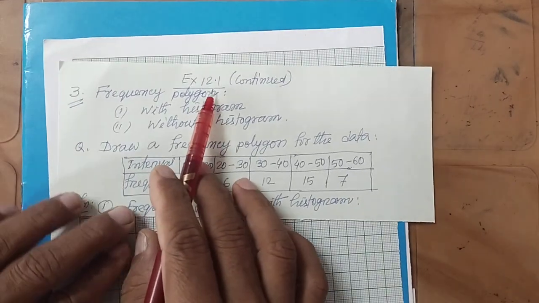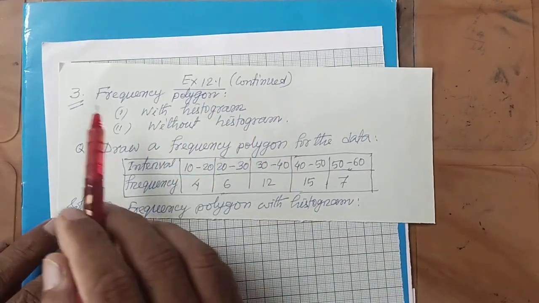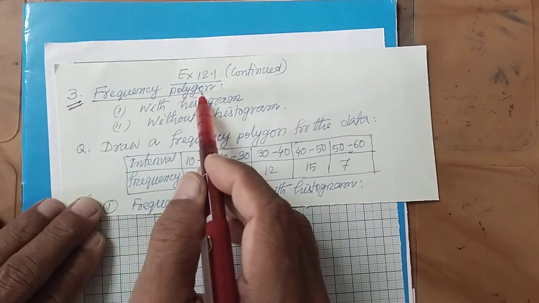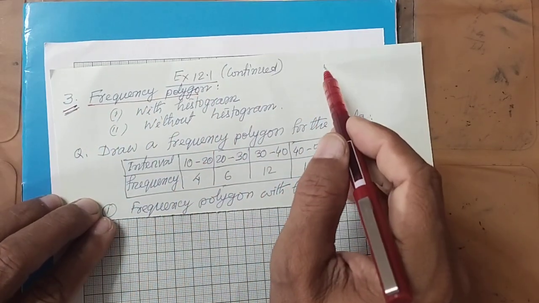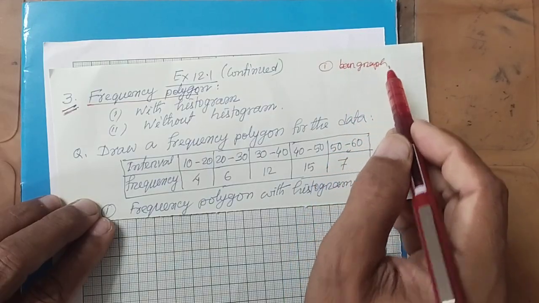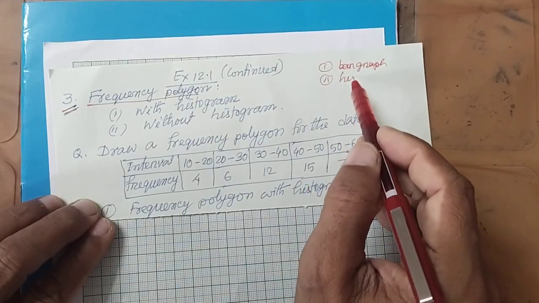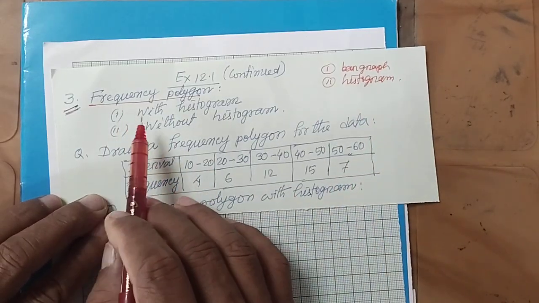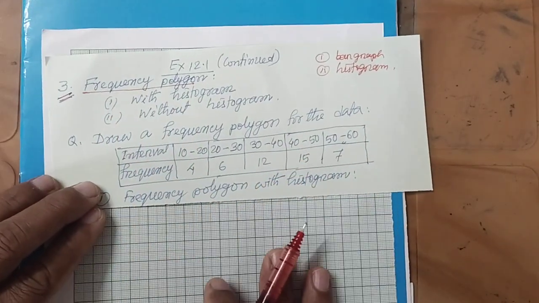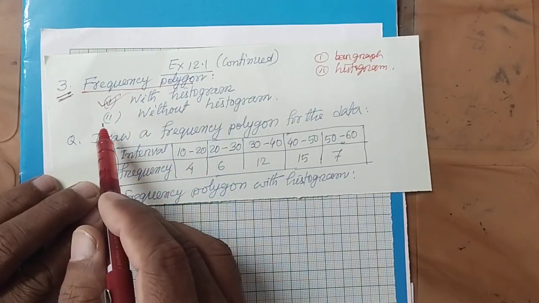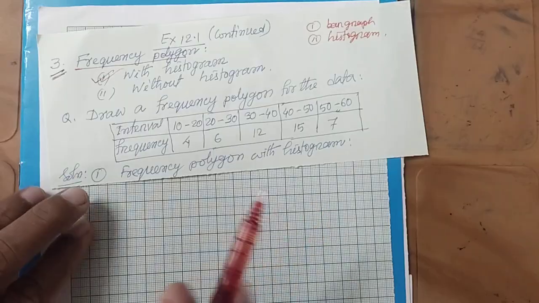Exercise 12.1 only continued. Third type of graph here is frequency polygon. First you have learned, first graph was bar graph. Second graph you have learned histogram. Now third is frequency polygon, and frequency polygon we can draw in two different ways. One is with the help of histogram, another is without histogram. So we'll learn first one.